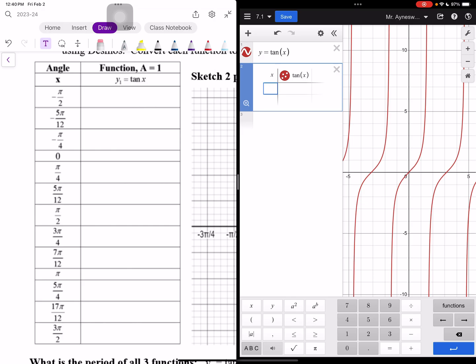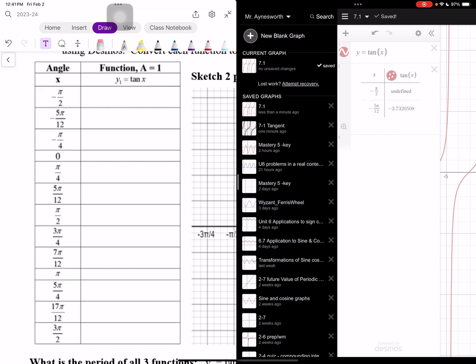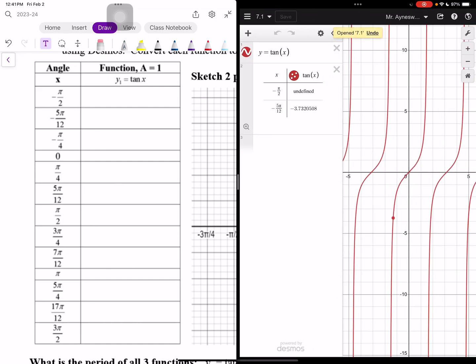And again, you just type it in. So negative pi divided by 2, and then you hit return. And then negative 5 pi divided by 12. Make sure you double check there. And then go ahead and just go all the way through, enter all the angles in. I've already done this, so I'm just going to speed things up here.